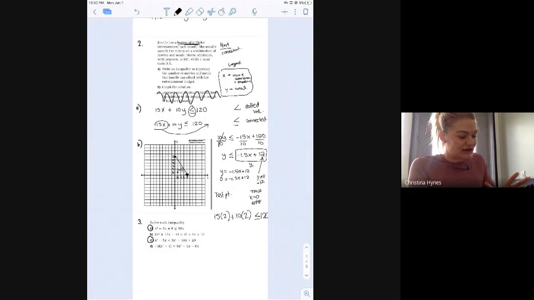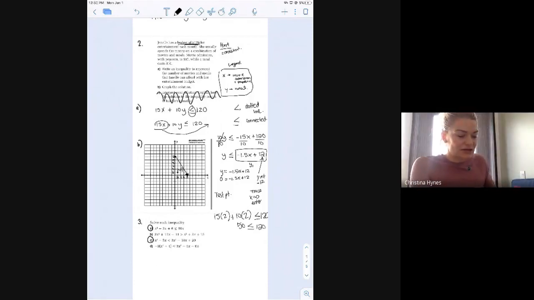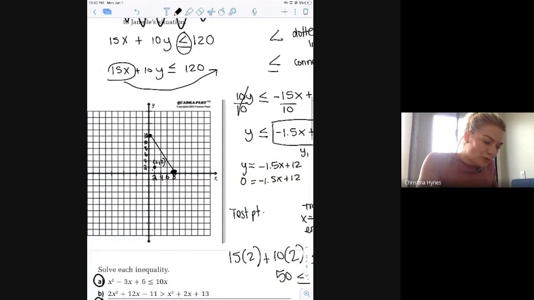So that's what you want to check in your calculator. That's going to be 30 plus 20. Well, 30 plus 20 is 50, and that is less than or equal to $120. So I know that where my (2, 2) is, that should be the solution that's shaded.